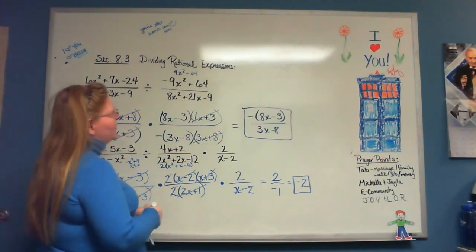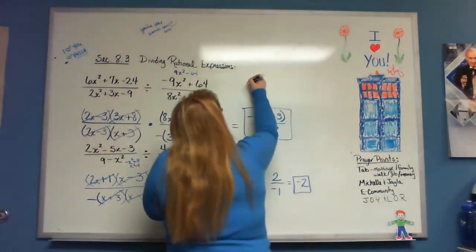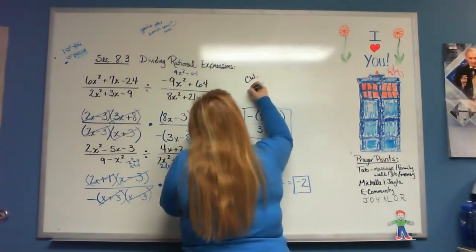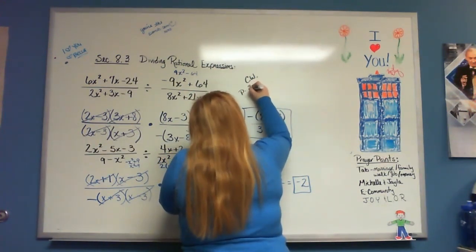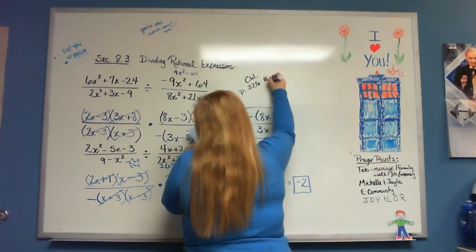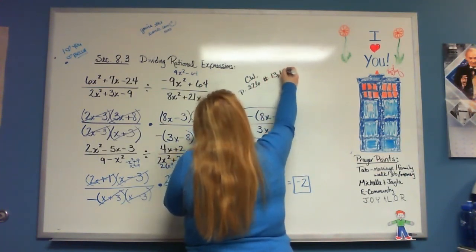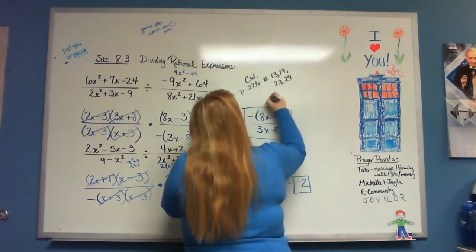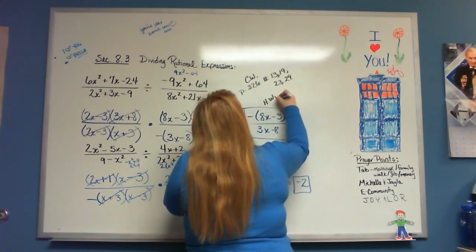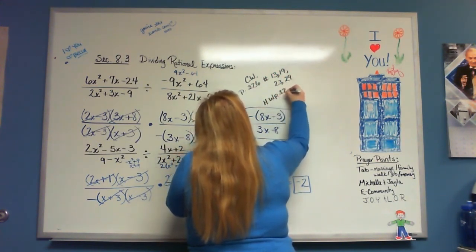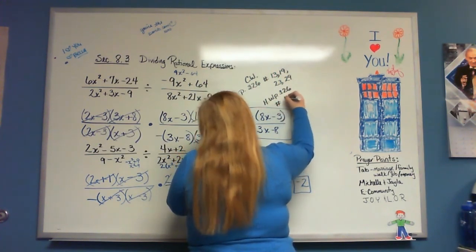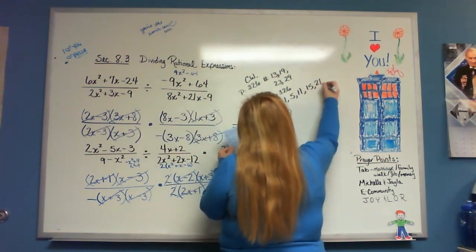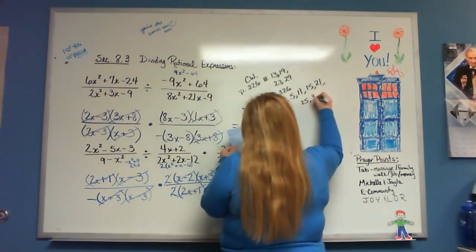Let's talk classwork and homework. Page 326. Numbers 13, 19, 23, and 29. And then the homework. Same page. Numbers 1, 5, 11, 15, 21, 25, and 31.